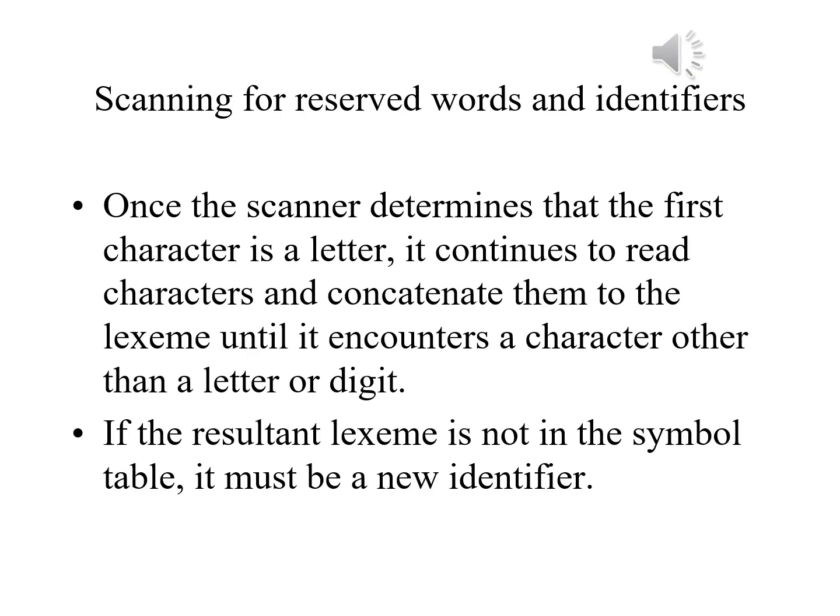Once we know that the first character is a letter, we're going to have it continue to read characters and concatenate them to the lexeme until we encounter a character other than a letter or a digit. The resulting lexeme may not be in the symbol table. If that is the case, it must be a new identifier that we have not seen yet. Please keep in mind that we are going to pre-install reserved words in the symbol table, so if it's something that we have run into that's not there already, it cannot be a reserved word.